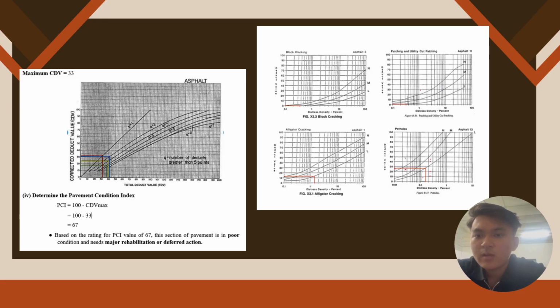Lastly, we calculate the PCI by using the formula 100 minus CDV maximum. This data analysis approach gives a systematic and measurable way to assess pavement quality, ensuring the road maintenance decisions are based on accurate field data.